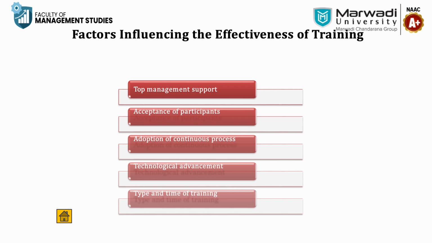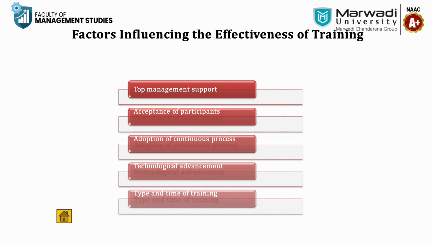Next one is acceptance of participants. Now management is very much willing to organize a training program or offer, and trainers are there, resources are, everything is there. But even the participant should be accepting the proposal of doing the training, taking the training, right? Now, mostly trainings are compulsory in nature.